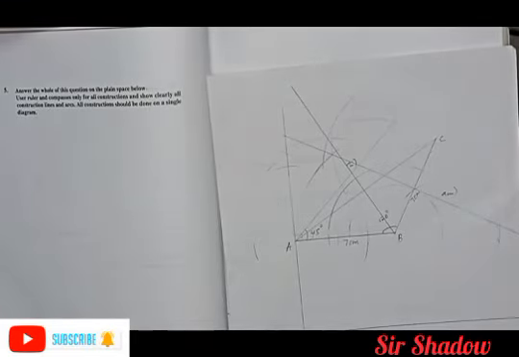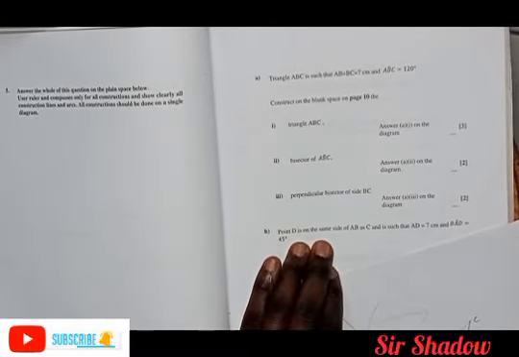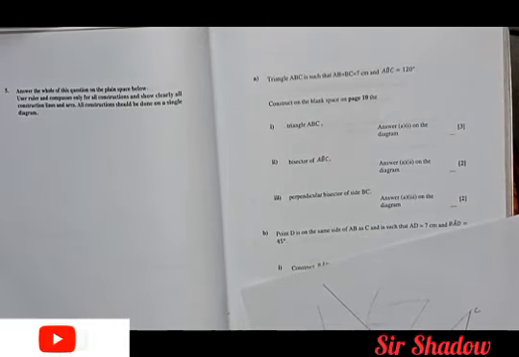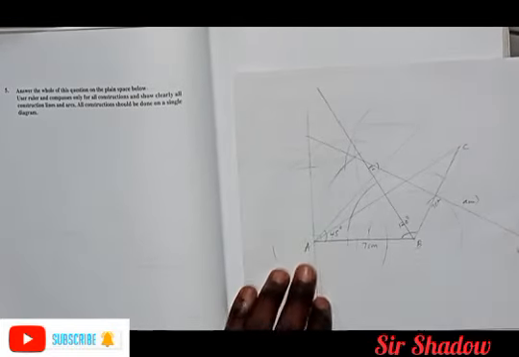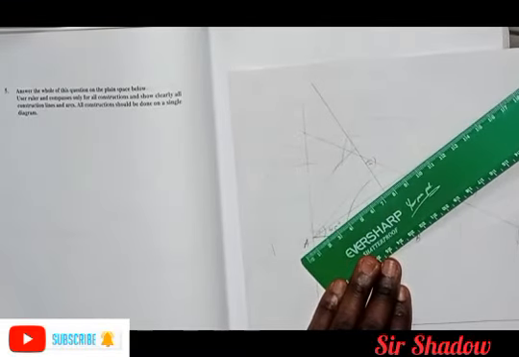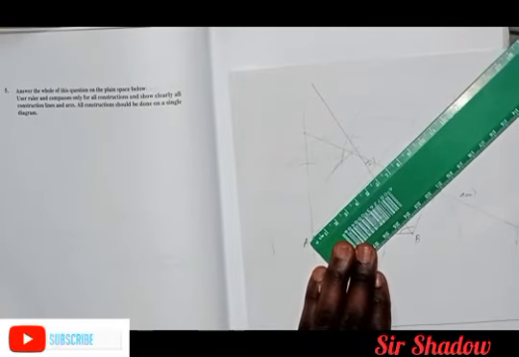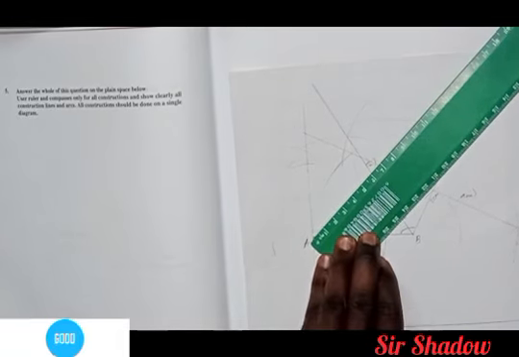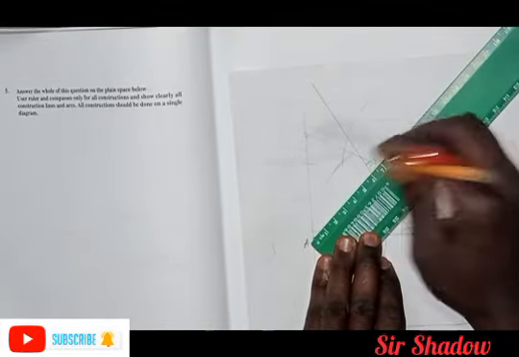Since our question said point D is on the same side of ABC, and it said that AD is equal to 7 centimeters and BAD is 45 degrees. Then from this one is 7 centimeters. We have to measure 7 centimeters from 0 up to 7, which is here.